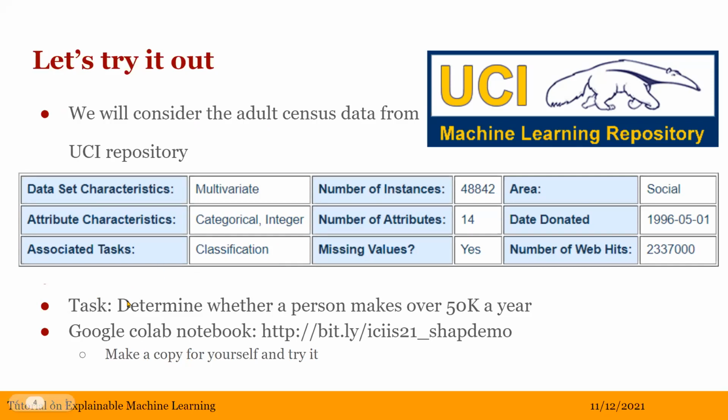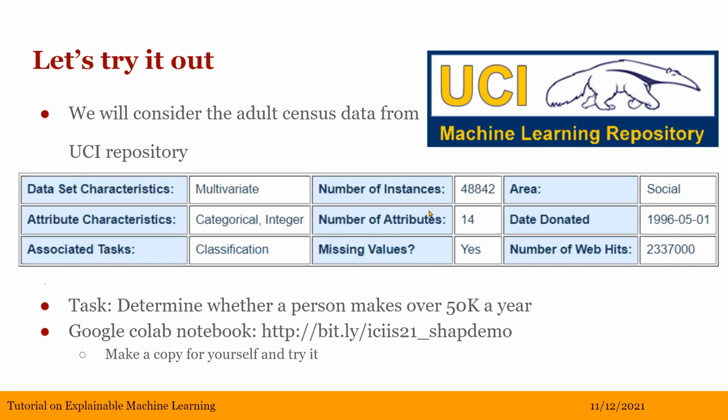The particular problem for this data set is to determine whether a person makes over 50K a year. If a person makes over 50K a year, the label would be 1, otherwise it's 0. So as you can understand, we have labeled data, so it's a supervised learning problem. And because we are trying to predict a label, or do a classification, this is a classification problem. It is specified in the instruction sheet as well. I have shared the Google Colab notebook here.